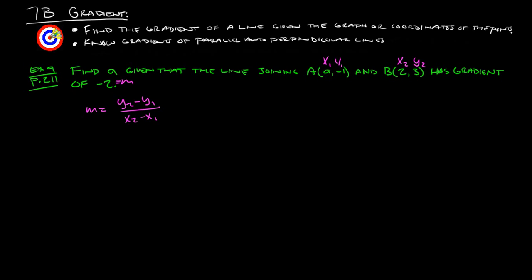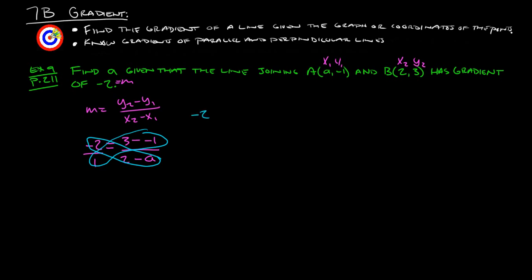So let's just plug in all of our numbers and see if we can figure out what a is. So m is negative 2 equals, that's better, and then we got y2 is 3 minus y1 is negative 1, all over x2, which is 2, minus a. Alright, so now that we have this, I'm just going to put this negative 2 over 1, and then I'm going to do cross products to figure out what's going on here.